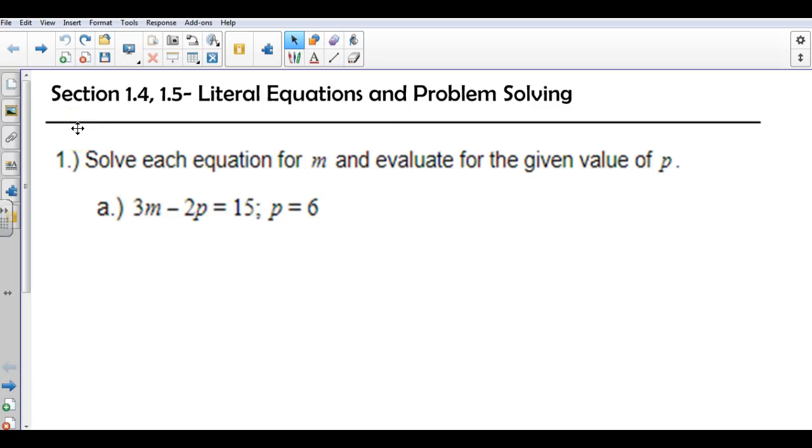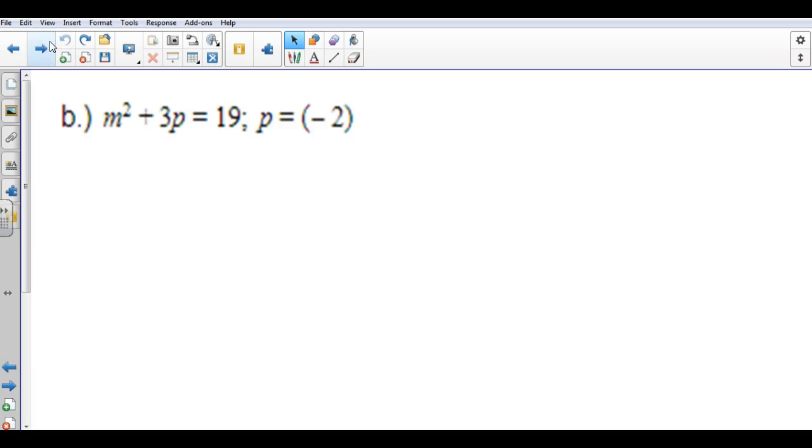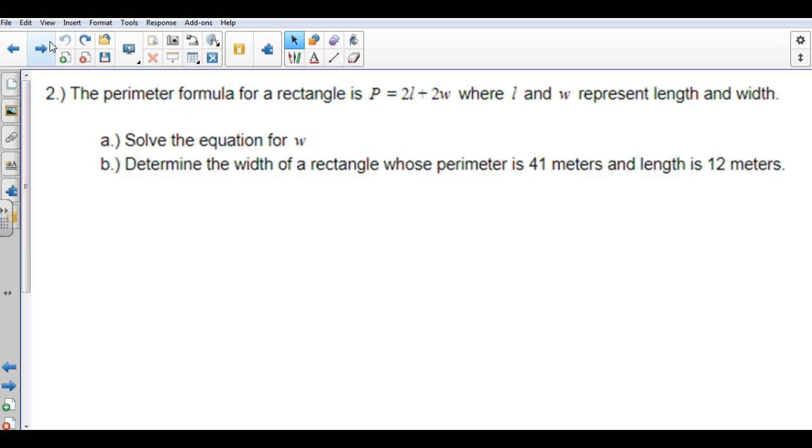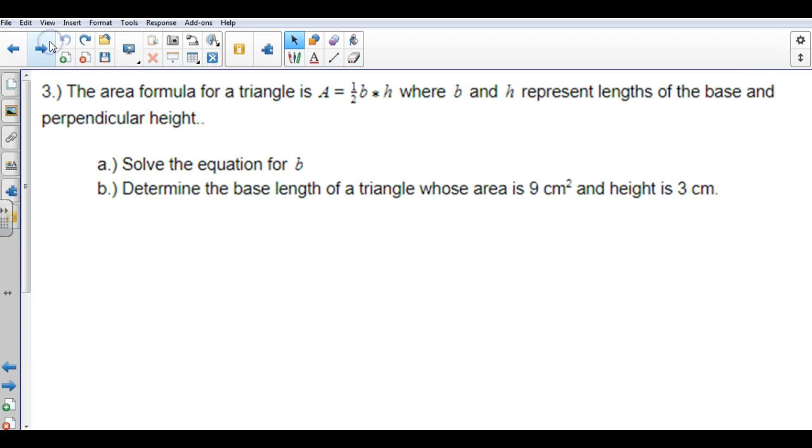Hello, in this video what I'm going to go through is solving literal equations and just some problem solving with linear equations. So in these first problems we are just going to be solving for a variable and then substituting in a value for an expression, and then we're going to go through a perimeter example, same kind of problem where we're just going to isolate a variable and then substitute some values in.